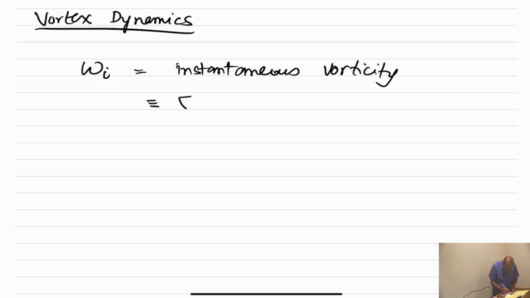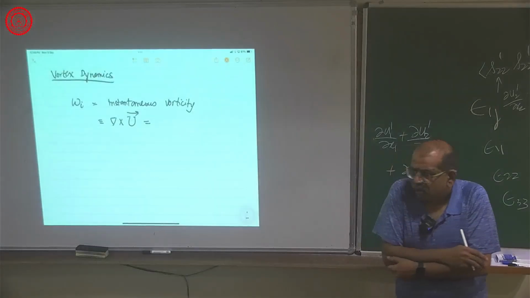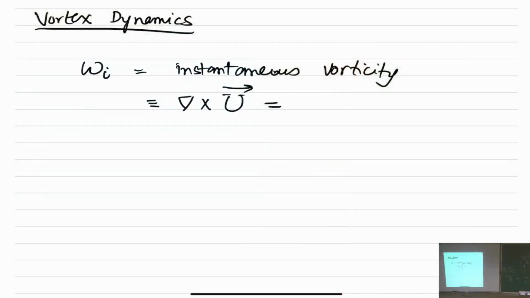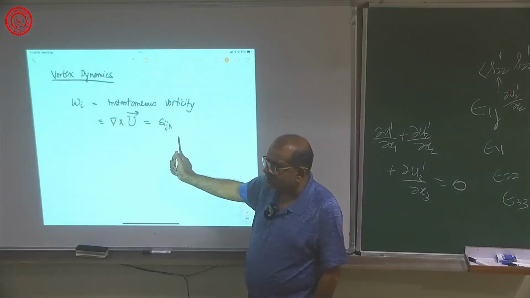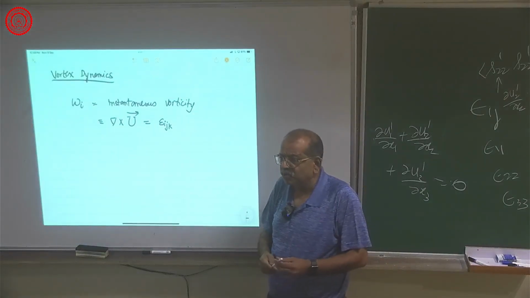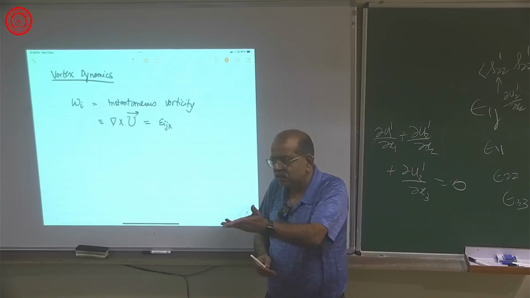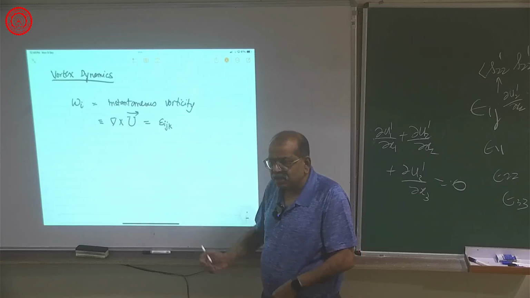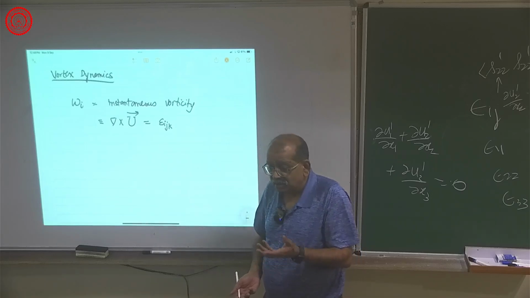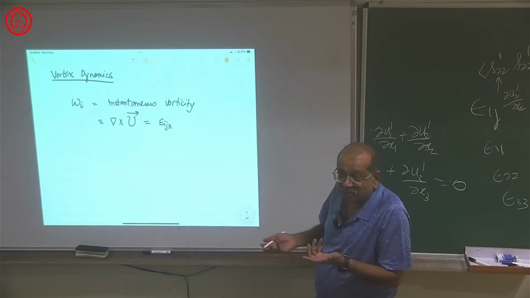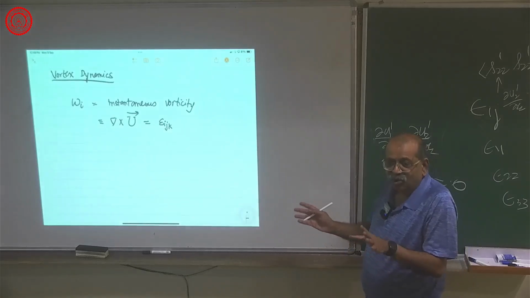Now, vorticity is defined as del cross u, where u is the instantaneous velocity, which we have shown by capital U. And in tensor notation, this becomes epsilon ijk. Now, epsilon is the alternating tensor. How many of you have seen this before? You have never seen this epsilon ijk anywhere? Then why aren't you raising your hands? Which means you have seen it. I think all of you have seen it.